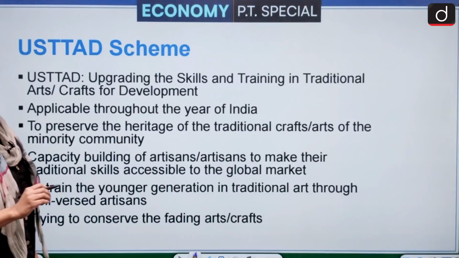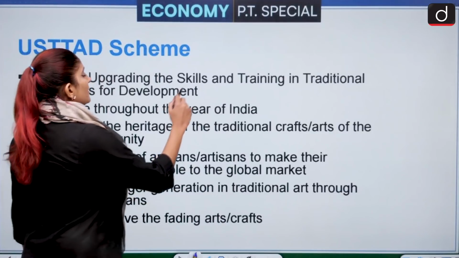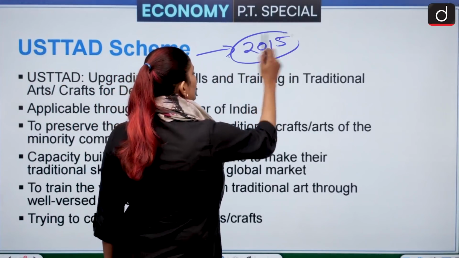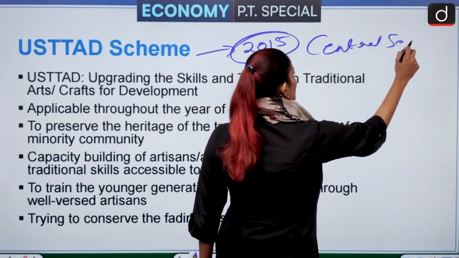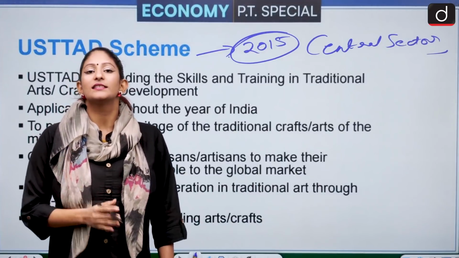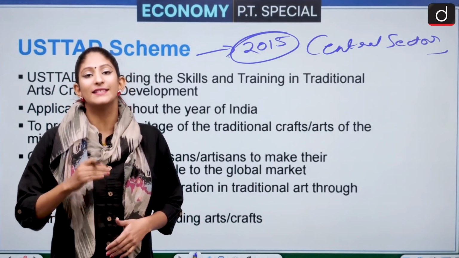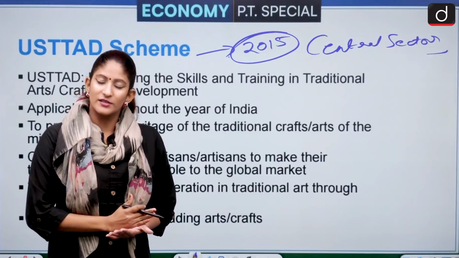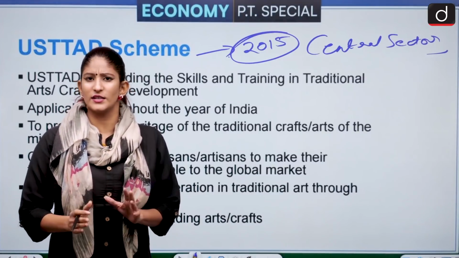And if we talk about the next topic, that is the Ustad scheme. The Ustad scheme by the Ministry of Minorities was launched in the year 2015 as a central sector scheme. There are two types of schemes from the center, that is central sector and centrally sponsored. Central sector schemes are 100% funded by the government, while centrally sponsored schemes are funded by the central or union government and the state government in a given proportion, like 60 to 40, 90 to 10, like that.